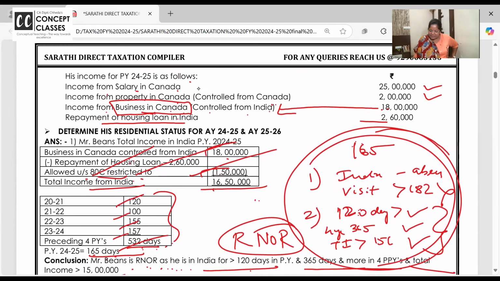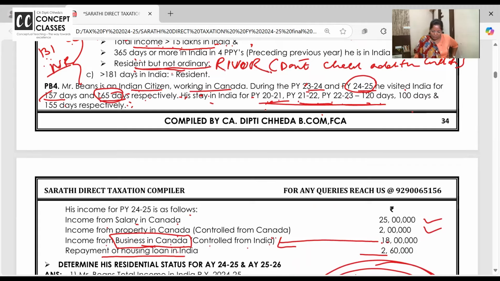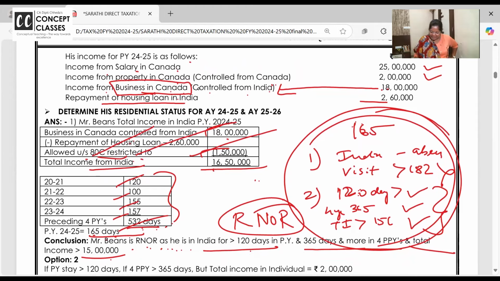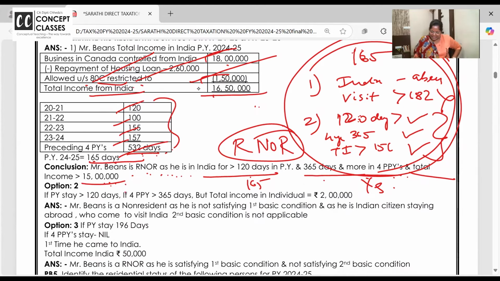Is Mr. Bean an Indian citizen or of Indian origin working abroad? Yes. Is he in India for more than 120 days? In 23-24, how many days was he in India? 165 days. Yes. And 365 days or more in the preceding 4 years? Yes. And total income in India more than 15 lakhs? The "controlled in India" part I haven't taught yet, so take this part as it is, we will do it tomorrow. Indian income is above 15 lakhs, yes, he is said to be resident. Now these are all my own created options.